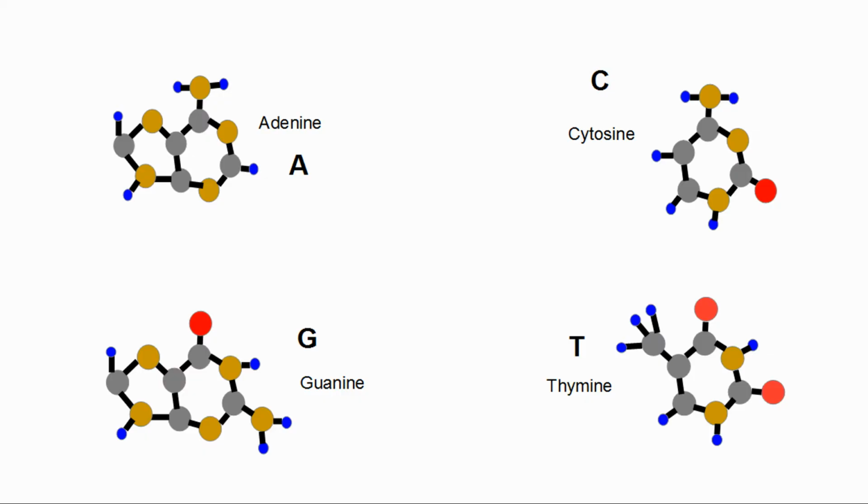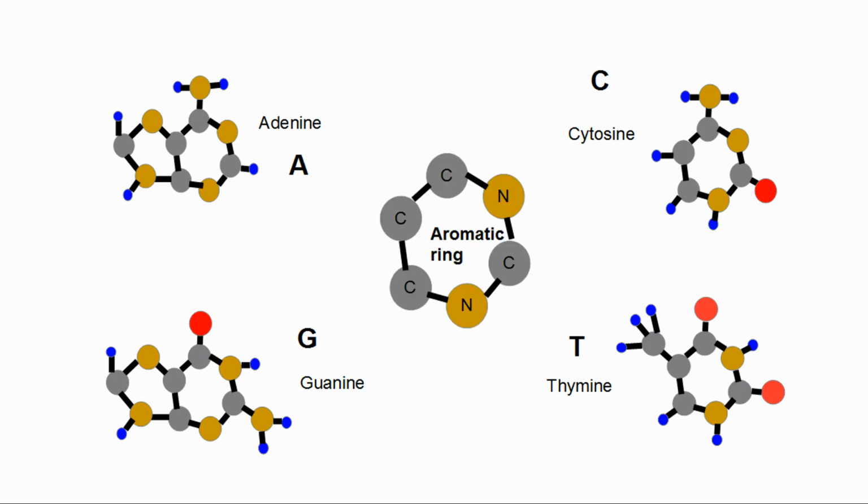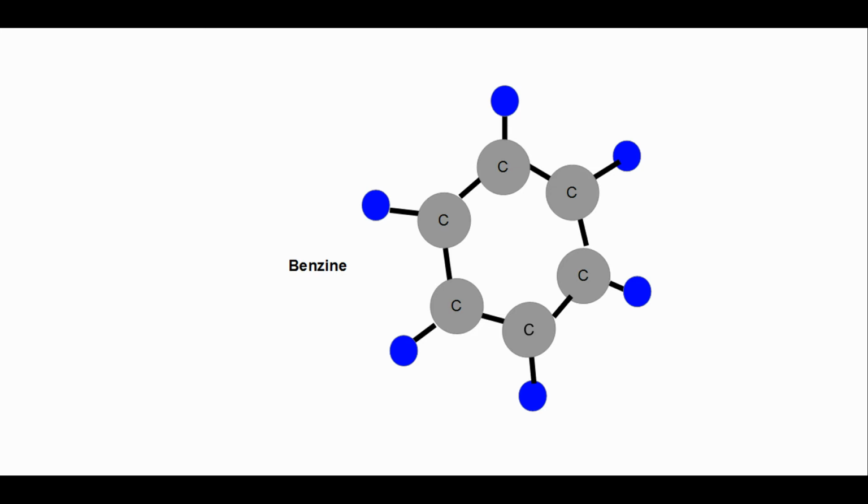All 4 DNA bases have something in common. They all contain a ring of carbon atoms, with 2 of the carbon atoms replaced with 2 nitrogen atoms. This is benzene. It's one of the chemicals found in petrol. As you can see here, it's formed a ring shape, and this ability to form a ring shape is down to carbon, just like many of the molecules in our body.